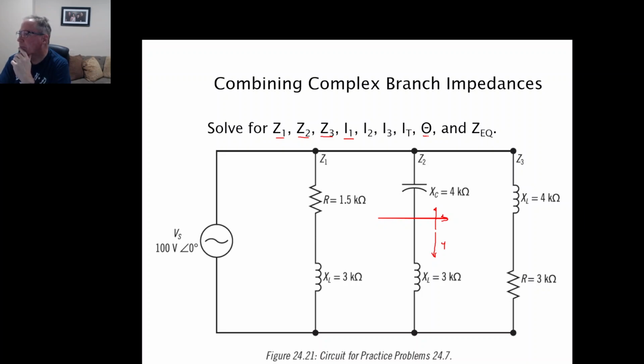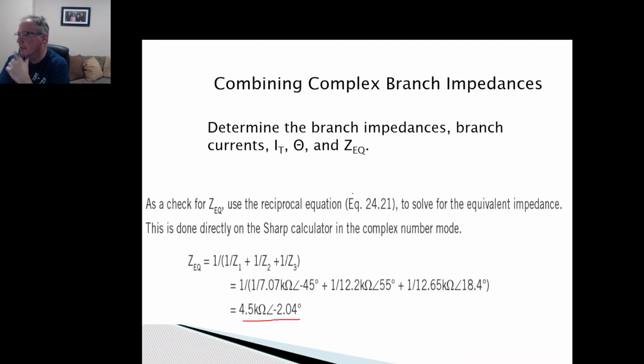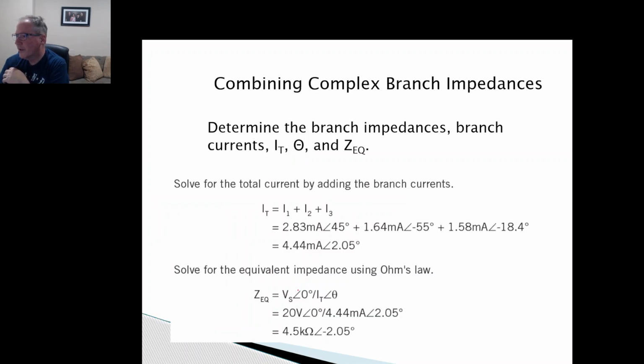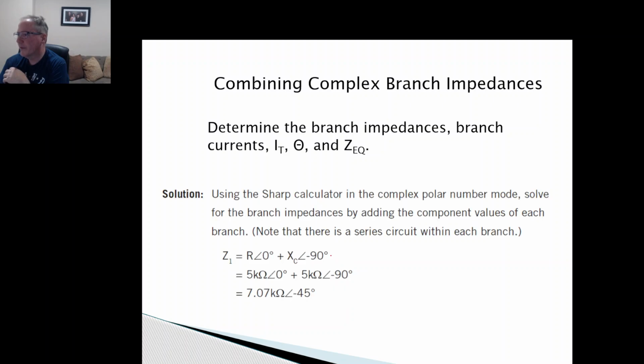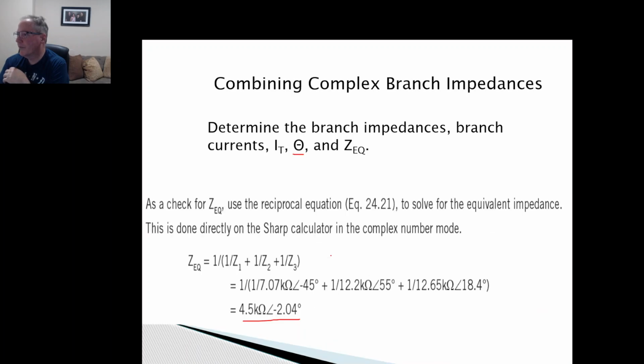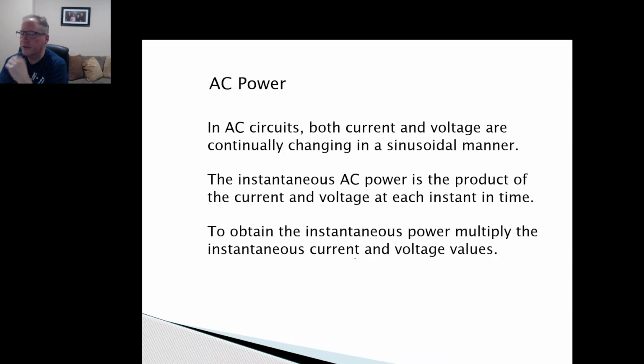Now this theta is the angle for the Z equivalent. So here, theta for this one is this angle here for the Z equivalent. That's the angle for theta that we're looking for. All right, so that's how you would solve that other one.